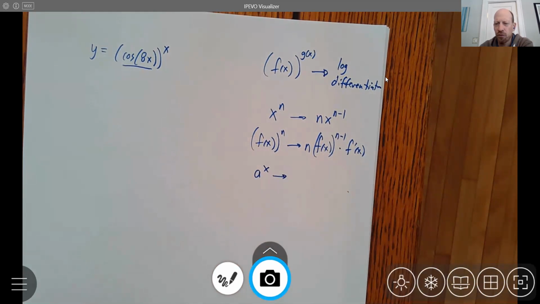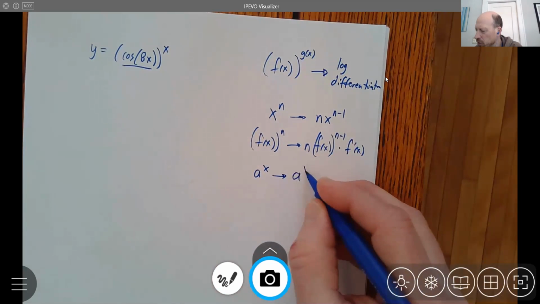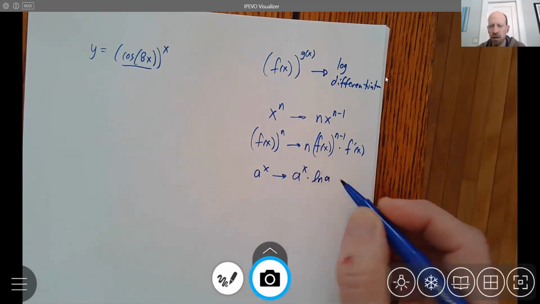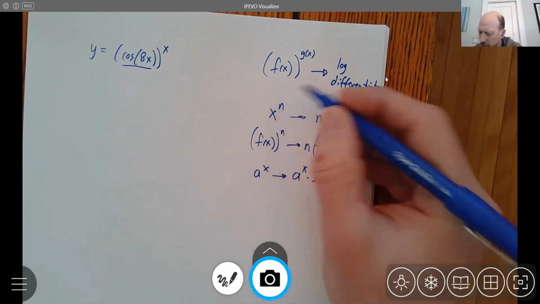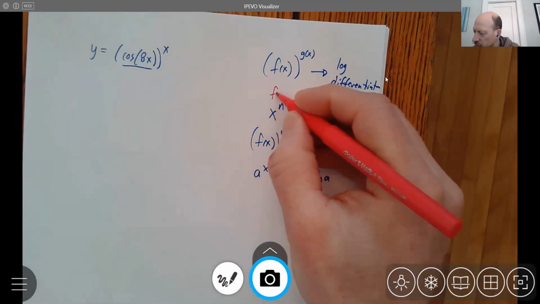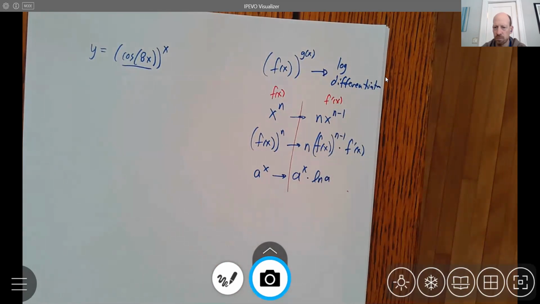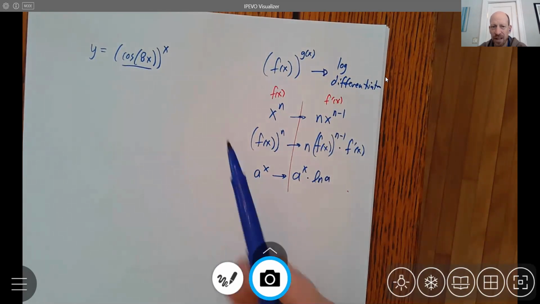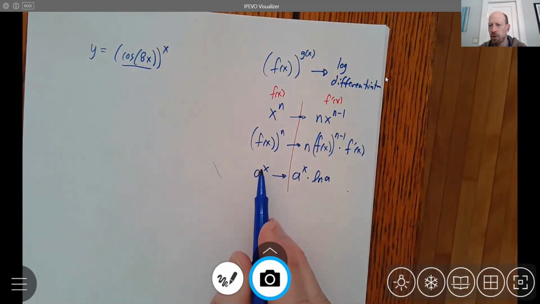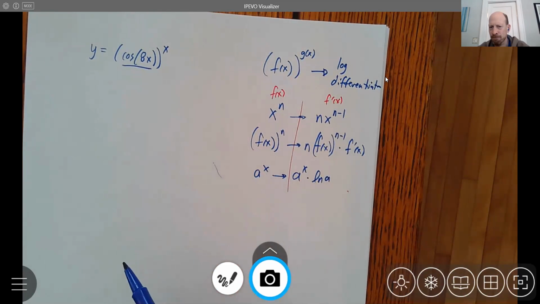You may also remember a to the x. So this is an exponential function. We've done e to the x before, right? But a to the x is very similar. It's a to the x times the natural log of a. So this, what I'm doing here, this side is my function f of x, and this is my derivative of that function, f prime of x. But again, this type of function is not that. This has a constant base and a variable exponent. So that's not this. So we have to use a different technique here, which is called logarithmic differentiation.